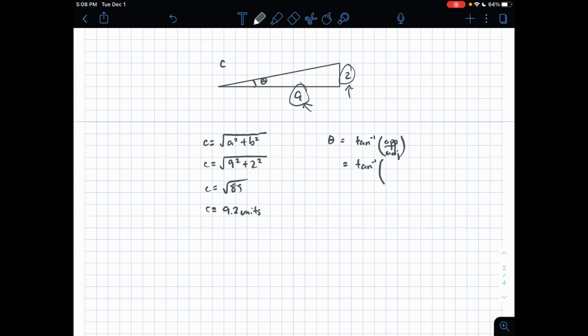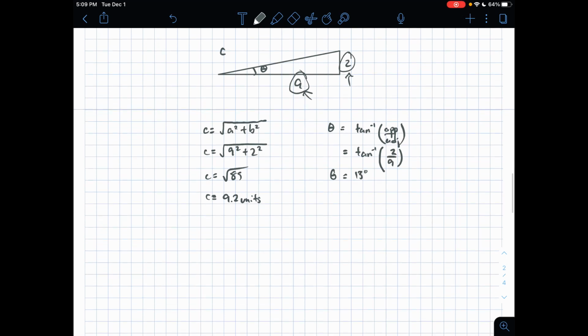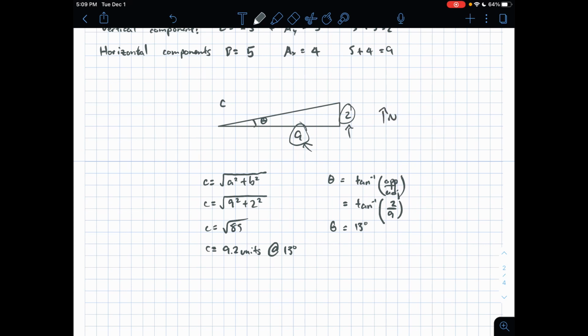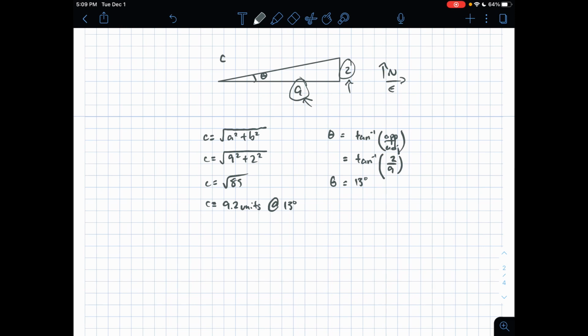So tangent inverse, what's our opposite? That's 2 over 9. I'm just going to punch it into the calculator real quick. Theta equals tangent inverse of 2 over 9, which is approximately 13 degrees. So it's 9.2 units at 13 degrees. And if we said this was north and this was east, then we would say that's 13 degrees north of east.